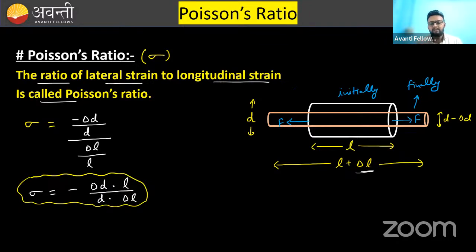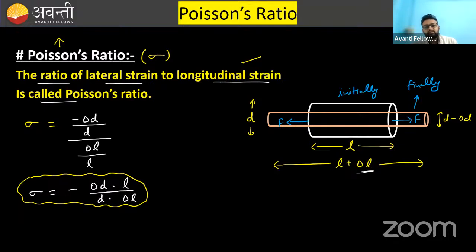You can either remember the definition or remember the formula. That's up to you. The thing is that if you stretch a wire, its length will increase and diameter will decrease. And the term relating these two strains is known as Poisson's ratio. Poisson is the name of a scientist, nothing else. Don't take it otherwise. So you can check the spelling as well. Okay. So these are the basic things, the definition part.